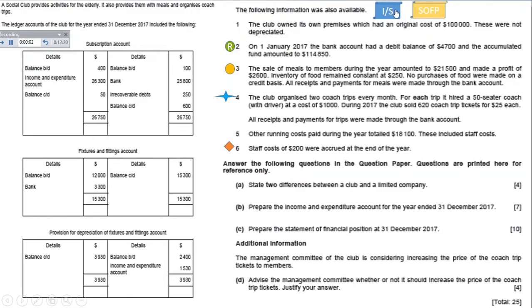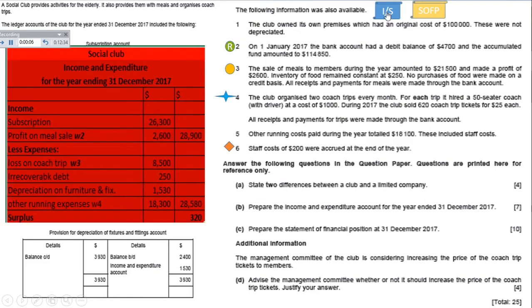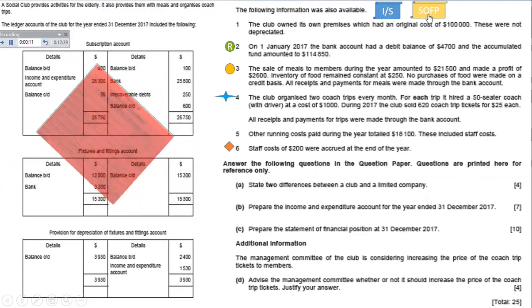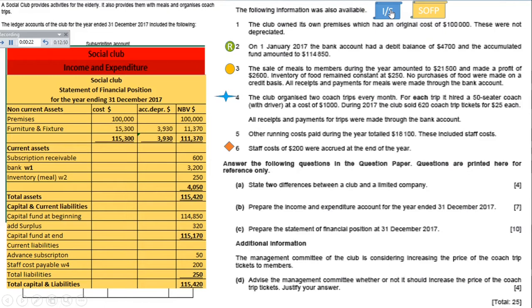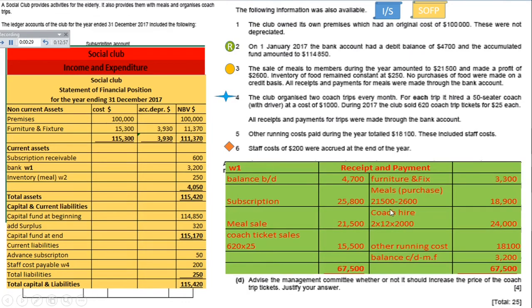Now the step is income statement and statement of financial position. That's what we are going to prepare. So income statement will look something like this. I will explain each one in a while. Statement of financial position will look something like this. So let's complete our income statement first. To make your income statement, we will take the help of receipt and payment, and then start making it, step by step.